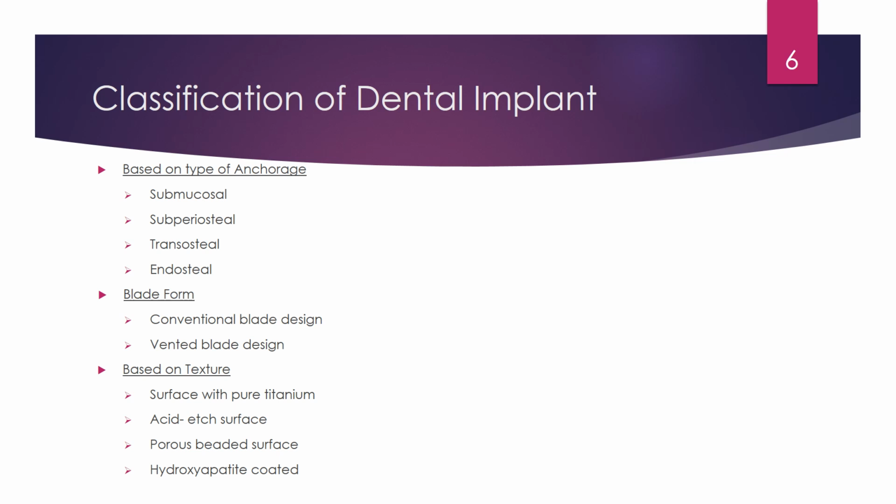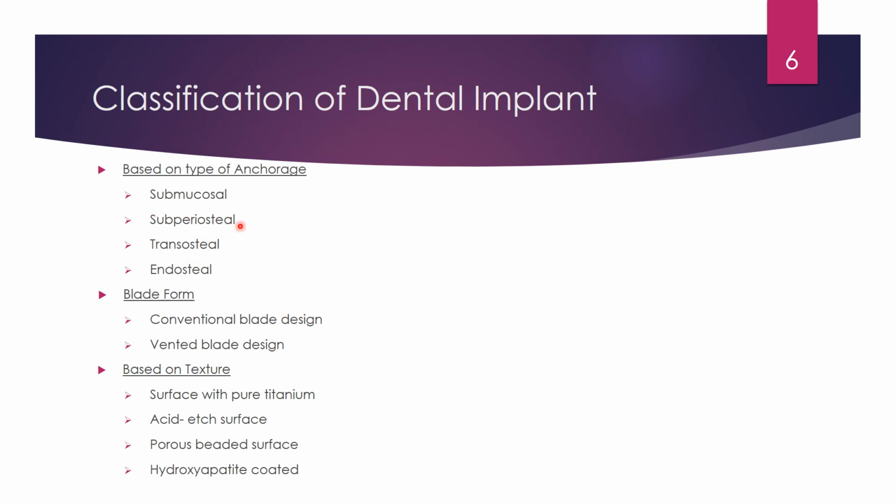Coming to the classification of dental implants. It can be classified into different types based on anchorage, and also based on blade form and based on texture. Firstly, based on the type of implant, submucosal implants are there, subperiosteal implants, transosteal, and endosteal. Okay, so the most commonly used is the endosteal.